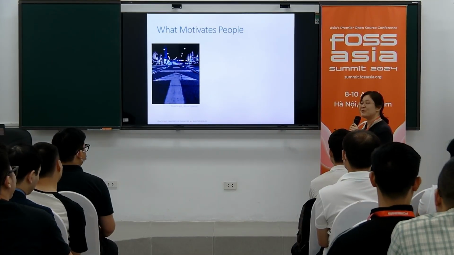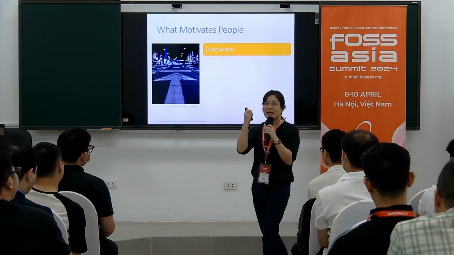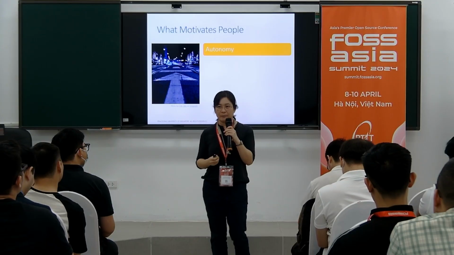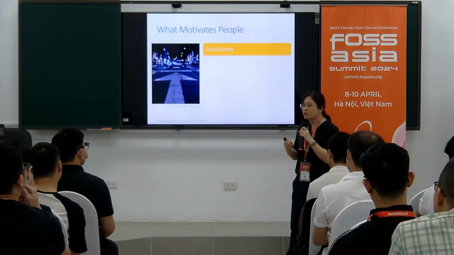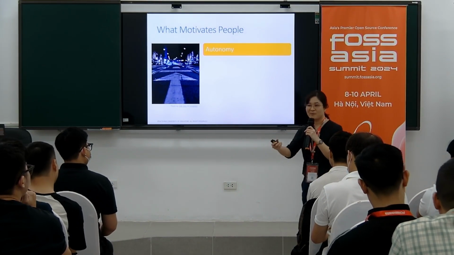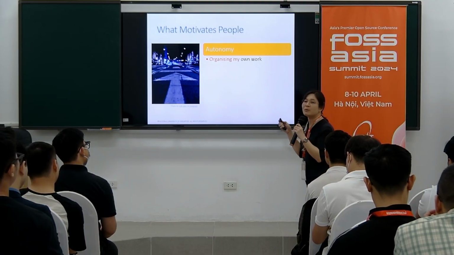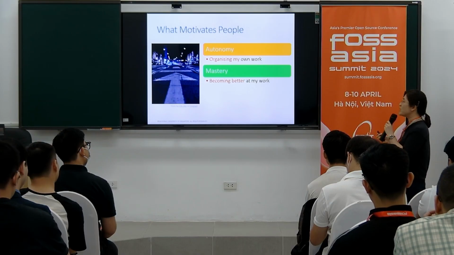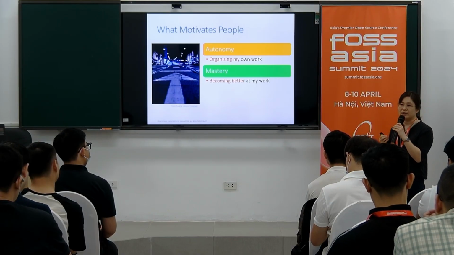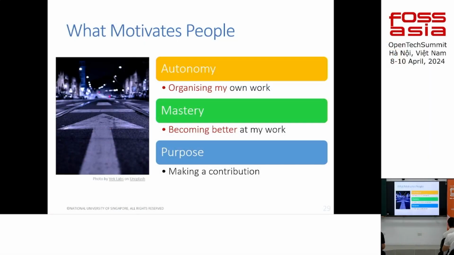Actually, what motivates people, interestingly, is autonomy. What's autonomy? Autonomy means the ability to do what I want. That's autonomy, right? That's motivation. If I can do what I want, I want to do it. Everybody also feels the same, yeah? The ability to organize my own work, right? This is what actually motivates people. Mastery of my own work, to become better at my work, to be improving my work, to have the purpose, to make a contribution to the work itself. These are the three key items of what motivates people.